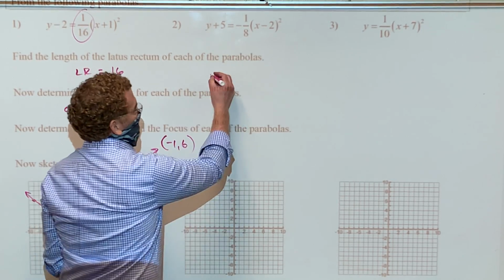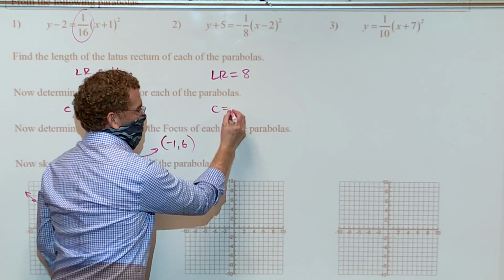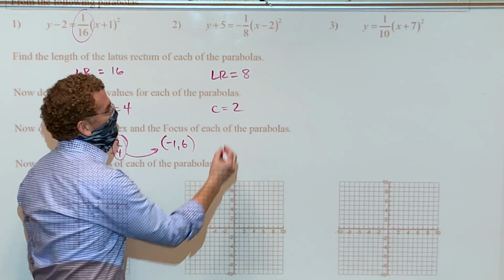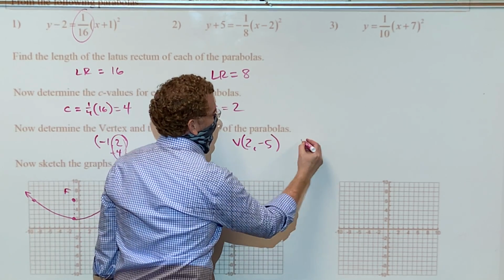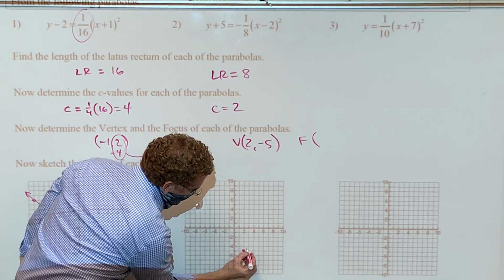Flip it, it's positive 8. Now remember, we make it positive because it's a length. What would the C value be? A fourth of that would be 2. And then what would the vertex of this one be? 2, -5. Now my focus, I'm going to go ahead and mark 2, -5 here. There's my vertex right there.